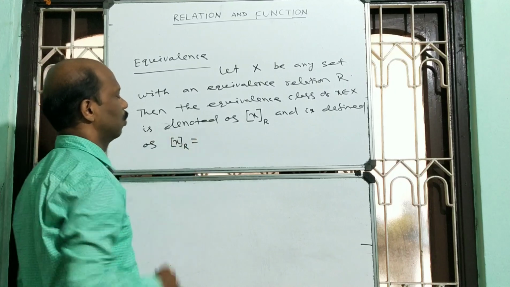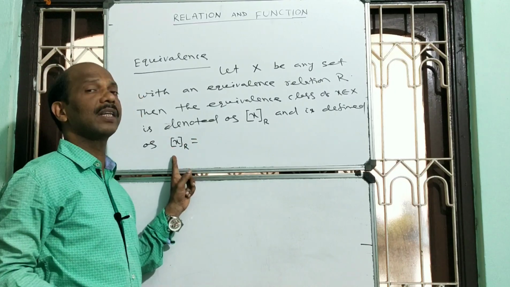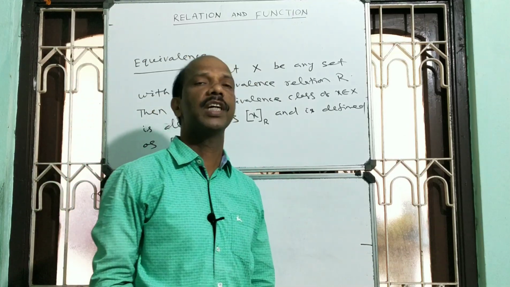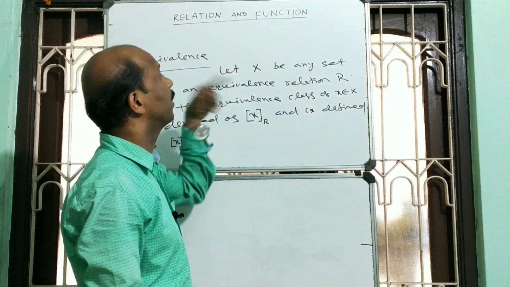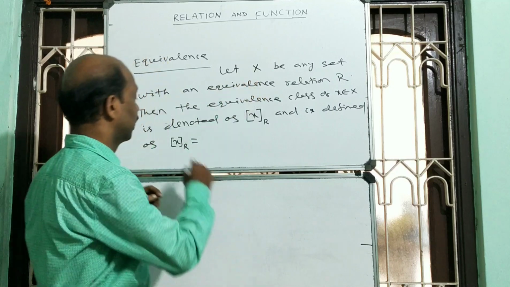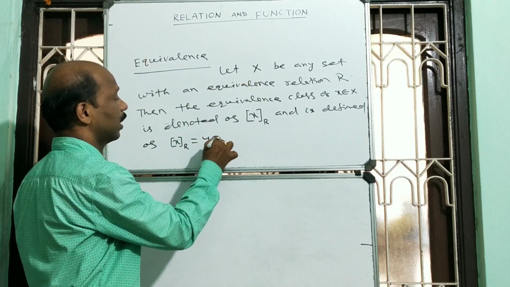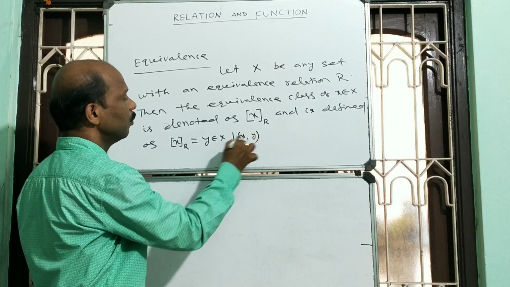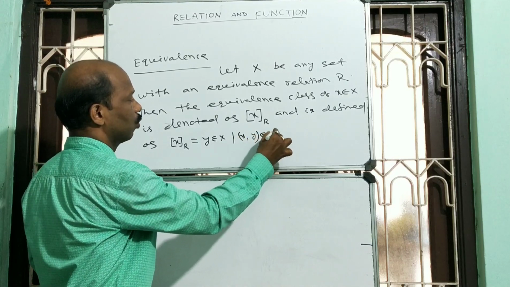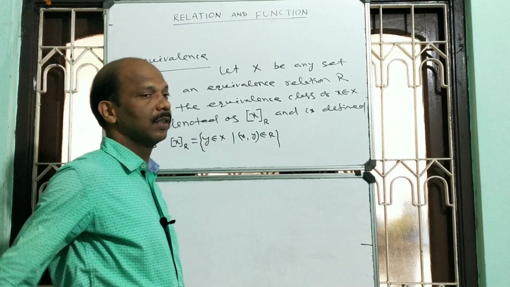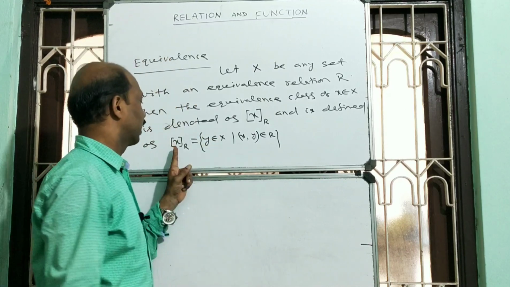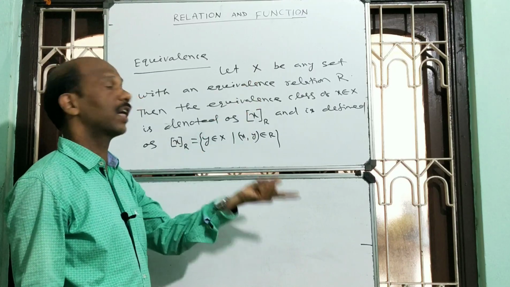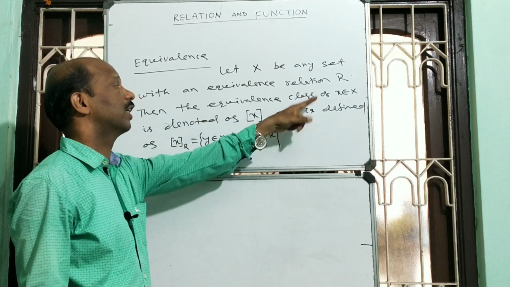R is equal to, that means equivalence class of an element is nothing but a set containing which elements? Containing those elements of capital X, that means y belongs to capital X such that the ordered pair (x, y) belongs to R. That means equivalence class of x contains those elements of X which are related to x in the relation R.